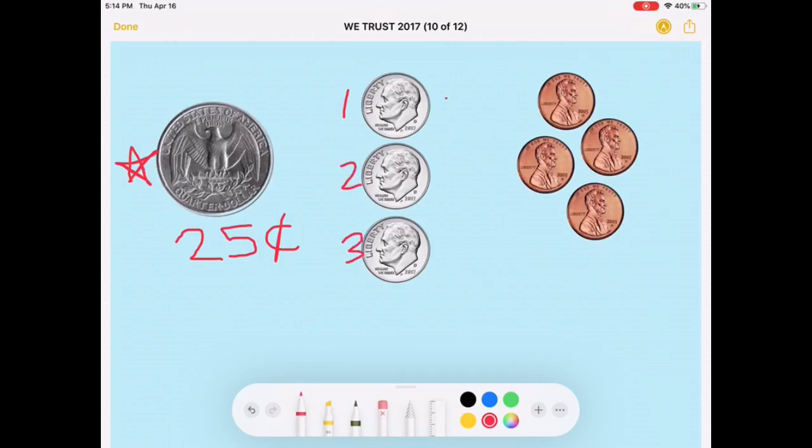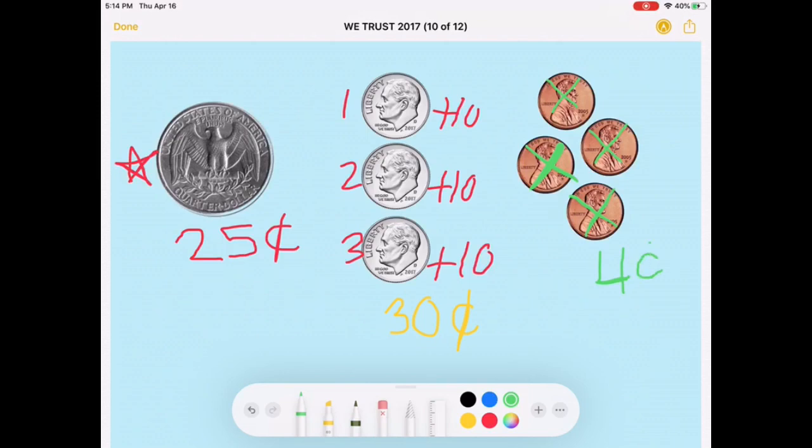And then right here, I've got 1 dime, 2 dimes, 3 dimes. And if I added those together, it would be 10 plus 10 plus 10. And I can just count 10, 20, 30. That would be 30 cents. And then I've got these pennies right here. I've got 1 penny, 2 pennies, 3 pennies, 4 pennies. So that means I've got 4 cents.